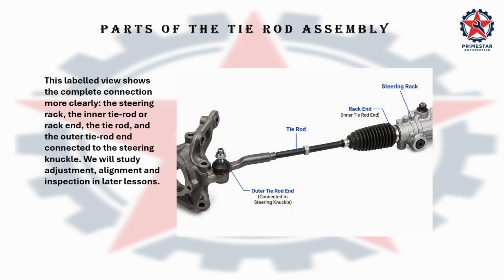This labeled view shows the complete connection more clearly: the steering rack, the inner tie rod or rack end, the tie rod, and the outer tie rod end connected to the steering knuckle. We will study adjustment, alignment, and inspection in later lessons.